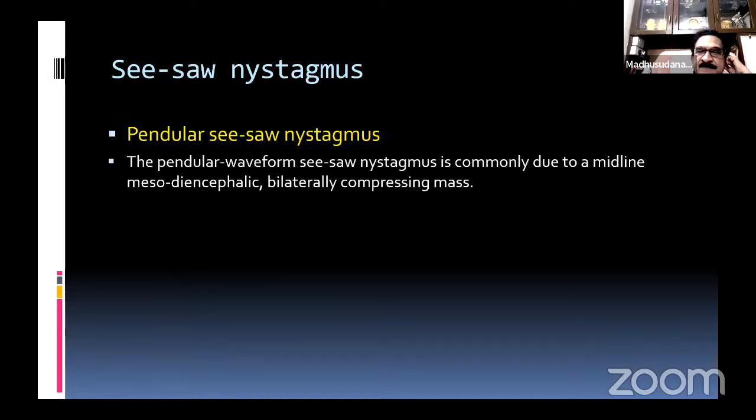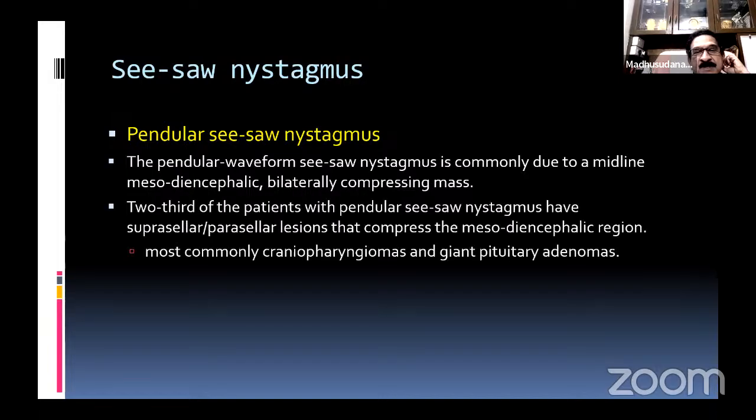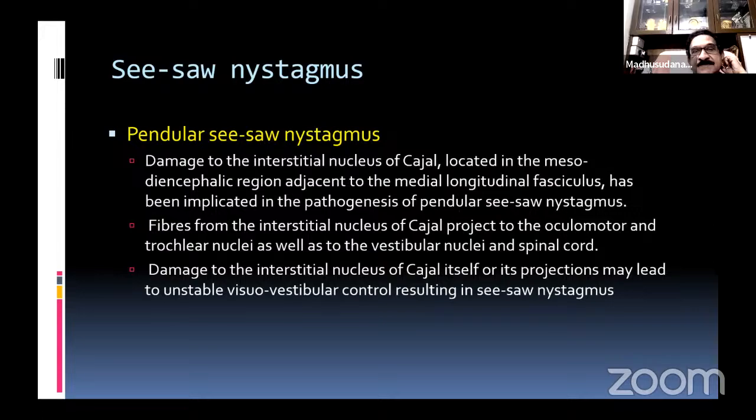The pendular form of nystagmus is commonly due to a midline mesodiencephalic or bilaterally compressive mass. In two-thirds of patients with pendular seesaw nystagmus, it is a suprasellar or parasellar lesion that compresses the midbrain, most commonly craniopharyngioma and giant pituitary adenomas. What is the mechanism? It is thought to be due to damage to the interstitial nucleus of Cajal, located in the mesodiencephalic region adjacent to the medial longitudinal fasciculus.